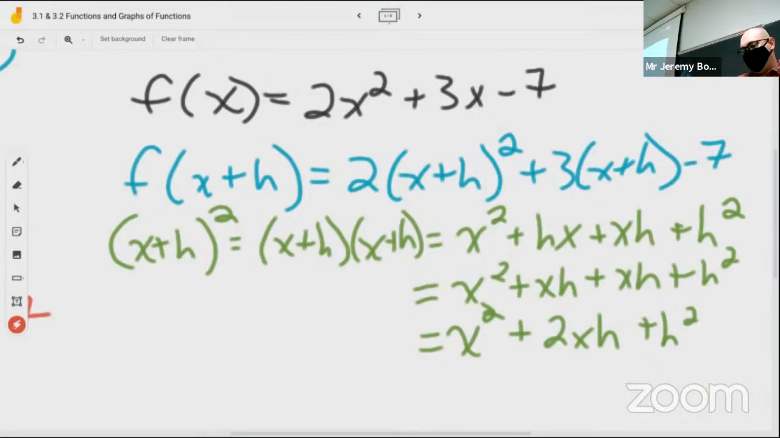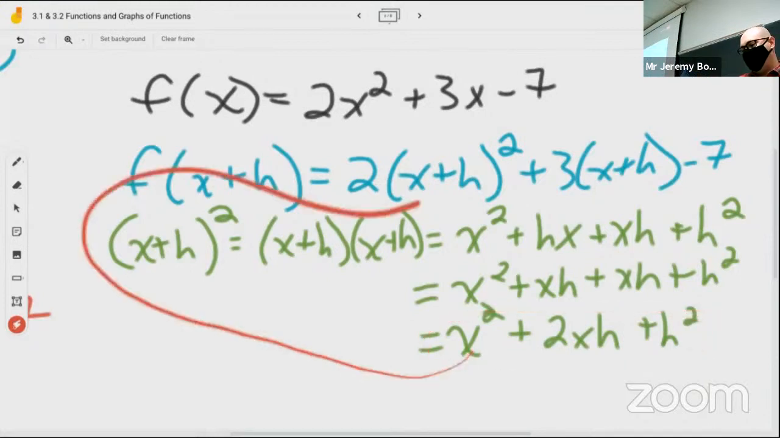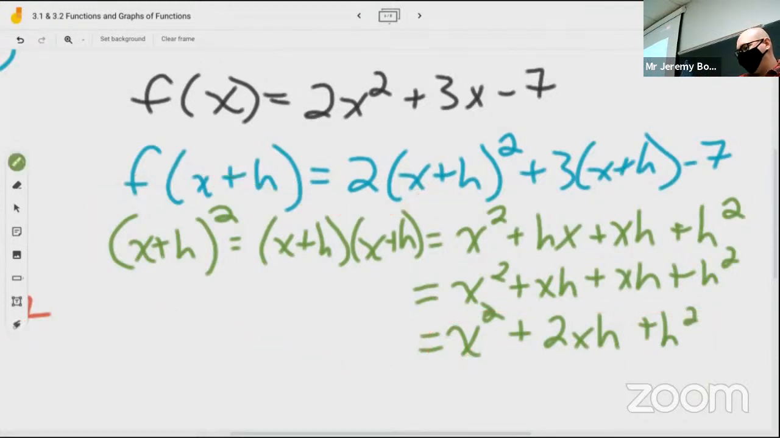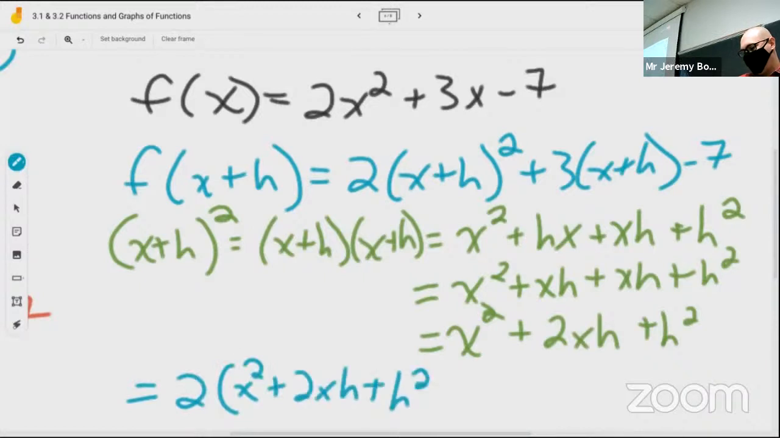All right, so now we're going to take that and plug it in for that. So switch back to blue. We're going to have 2 times x squared plus 2xh plus h squared. And all that's in parentheses, right? Because it's 2 times all of that. Let's distribute the 3 while we're here. So it's going to be 3x plus 3h minus 7.